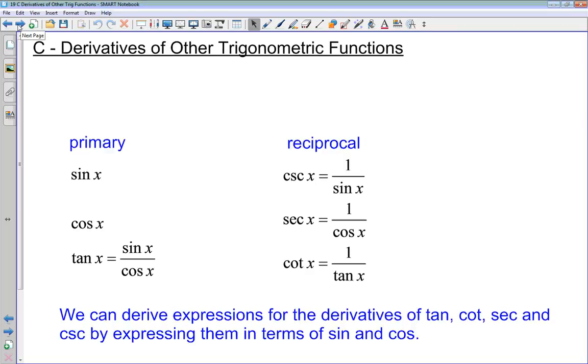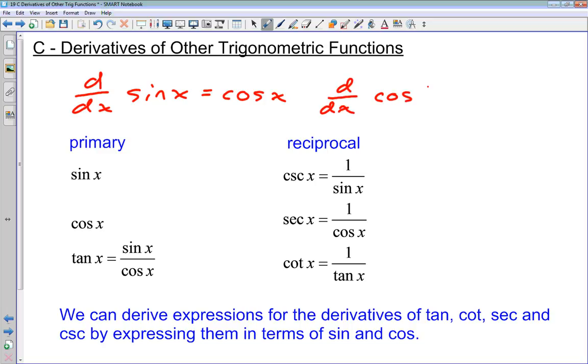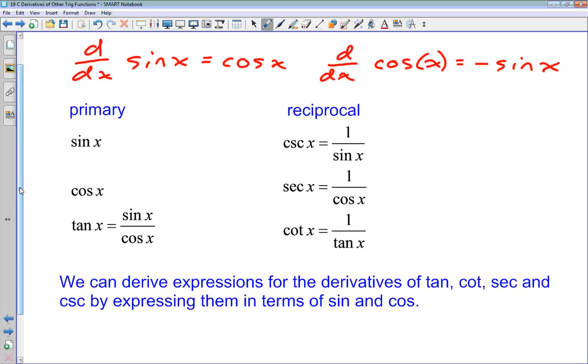So from the last lesson, what we learned was that if we had sine x and we wanted to do the derivative, we ended up with cos x. And if we started with cos x and we did the derivative, we ended up with negative sine x. Okay? So we want to extend this to the reciprocal trig functions and our tangent.